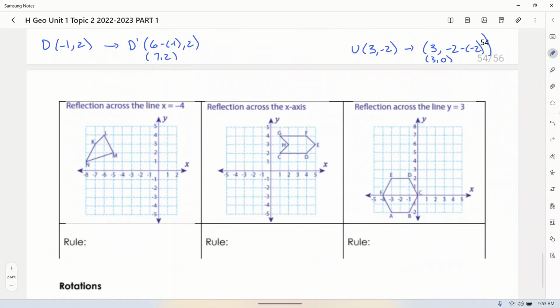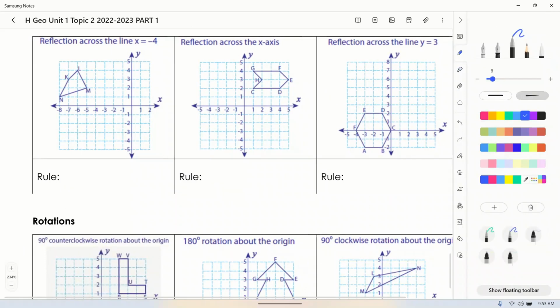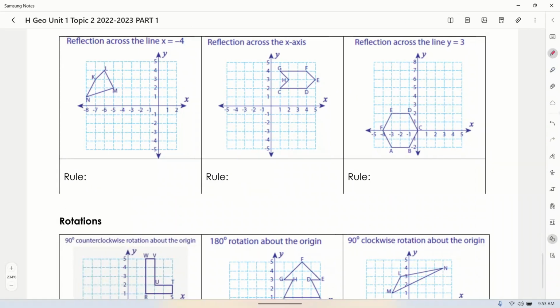So let's go ahead and turn the page, and we're going to be doing a little bit more of the same thing. So we're going to go across the line x equals -4. So here's x equals -4. Okay, so let's go ahead and move all of our points. L is 2 to the left, so we'll go 2 to the right. K is 3 to the left, so we'll go 3 to the right. M is 1 to the left, so 1 to the right. N is 1, 2, 3, 4 to the left, so we're going to go 4 to the right.